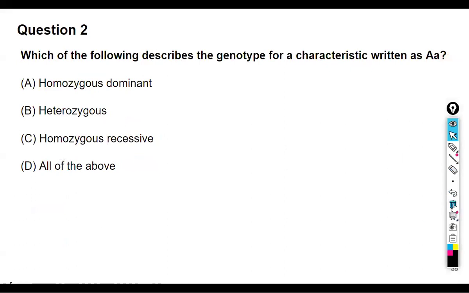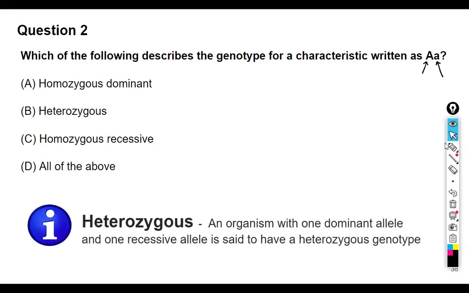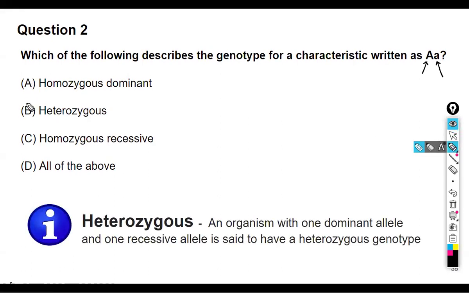Another multiple choice question. Which of the following describes the genotype for a characteristic written as capital A, lowercase a? Remember, capital A will be the dominant version of the gene, and lowercase a would be the recessive version of the gene. So here there are two different versions of the same gene, capital A and lowercase a. We all know that this one is heterozygous. So the answer for this one is B.